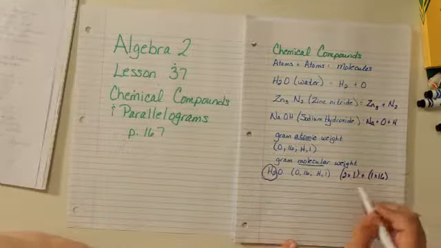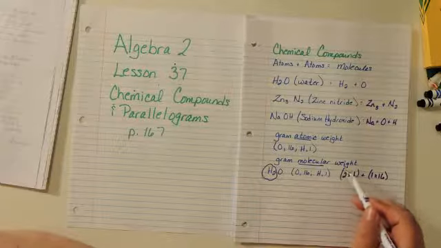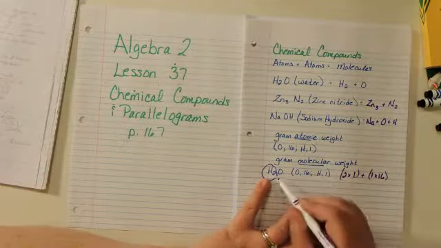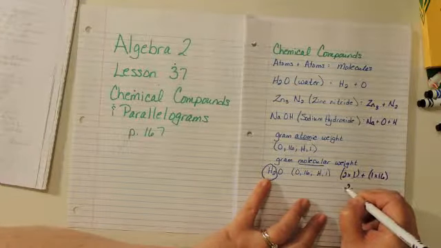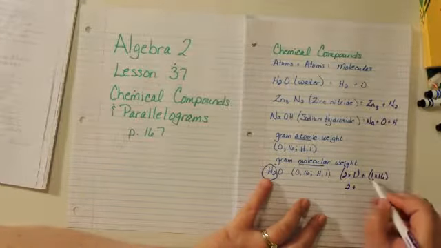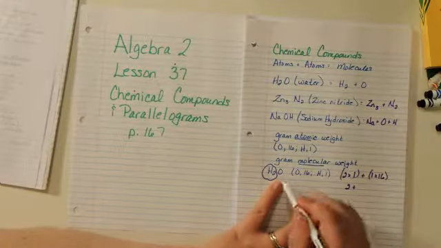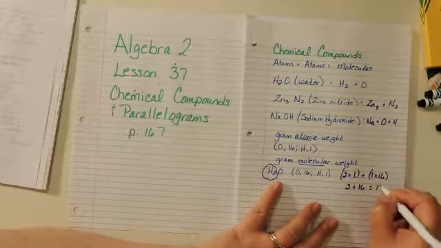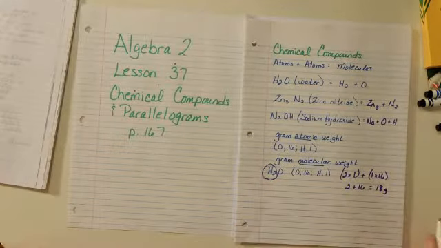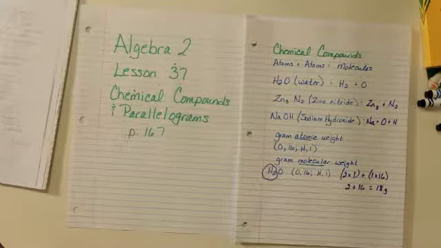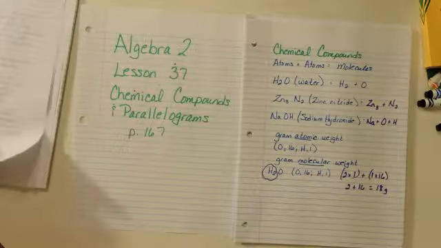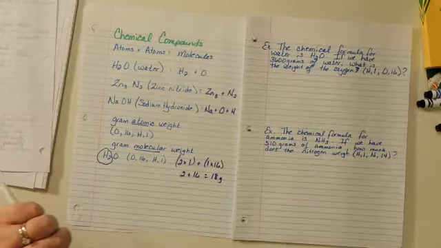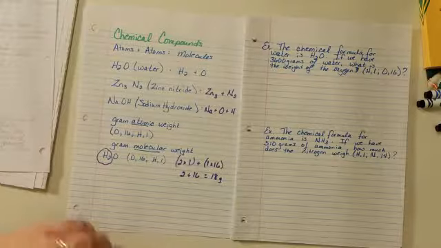Okay? So the gram molecular weight of water is going to be 2 times the weight of hydrogen, because there are 2 atoms of hydrogen, which is 2 times 1, plus 1 times the weight of oxygen, because there's only 1 atom of oxygen. So 2 plus 16 equals 18 grams. 18 grams is a very small amount. Okay, so we are going to be using this information to do a lot of these problems.